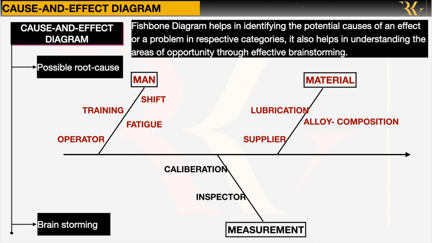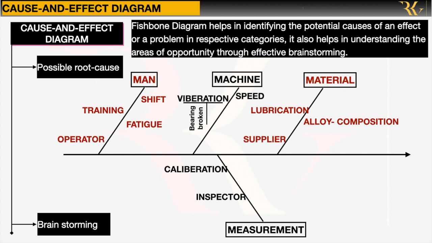Calibration: if the instrument used is not calibrated, then there will also be error. Machine: the speed of the machine may cause errors, so set the parameters required to produce a good part. Overload on the machine will cause some flaws in the part produced. Tool wear-out will also produce a defective part if not calibrated or replaced in time. Vibration: a broken bearing in the machine causes vibration, resulting in a defective part.